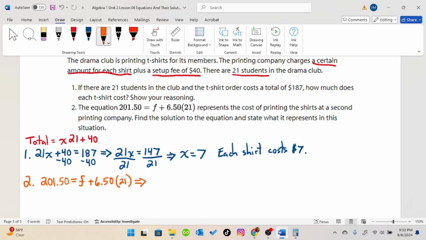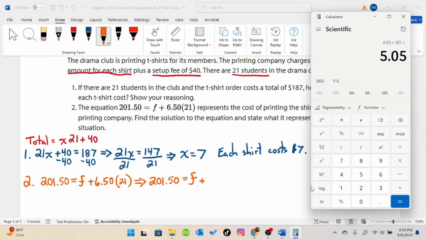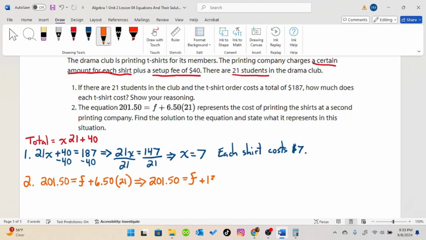First thing we'll do is multiply $6.50 times 21. So this becomes $201.50 equals F plus $136.50.